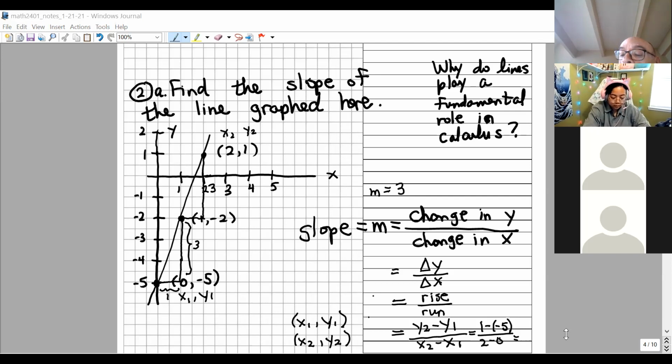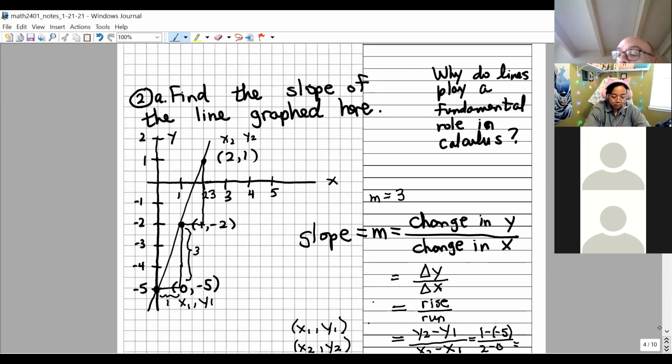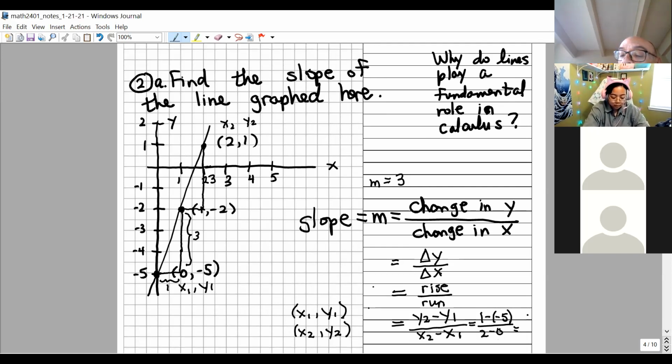And so you get here 6. If I can get this to right, you get 6 divided by 2 minus 0, of course, is 2. So you end up with, of course, no surprise there, 3, right? Okay. So that formula also gives us 3 as the slope of this particular line, okay?